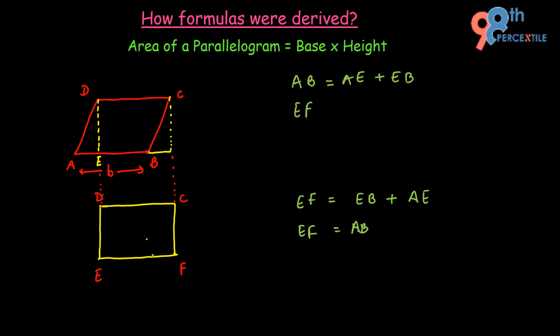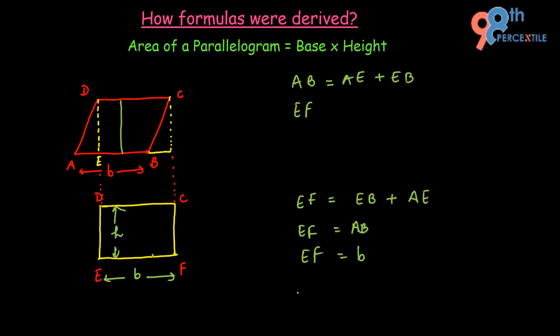So this new length EF is also congruent to the old length AB, which had the measure of b. So EF is also equal to b. So this length is nothing but b. And this height remains the same. This is not going to change. Whatever height this parallelogram had, it's the same height for this rectangle.